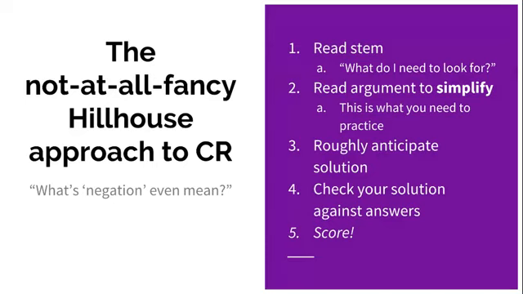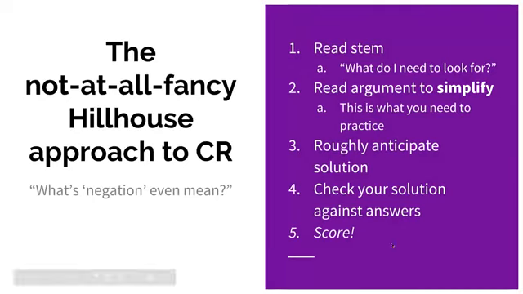Once you understand what you're looking for, once you understand what the argument is, then you're going to want to roughly anticipate the solution. Don't spend too much time on this. We'll see this in action later on. Basically, you just need to understand what kind of answer you should be looking for. We'll come back to this in a minute. Once you know what you're looking for, then check that against the answers, and finally select the best answer.